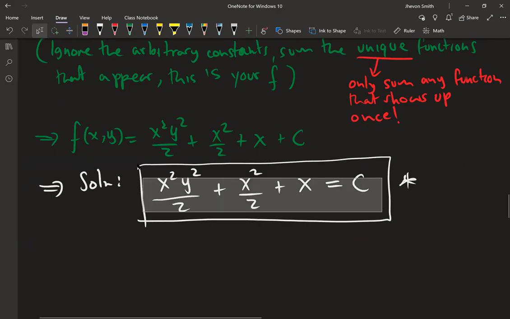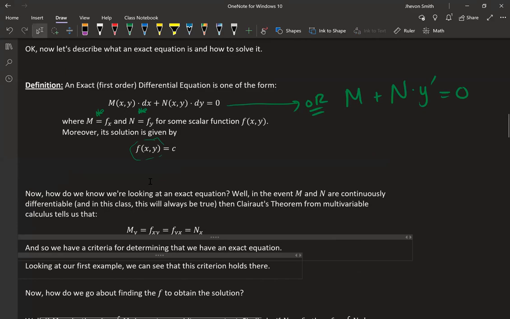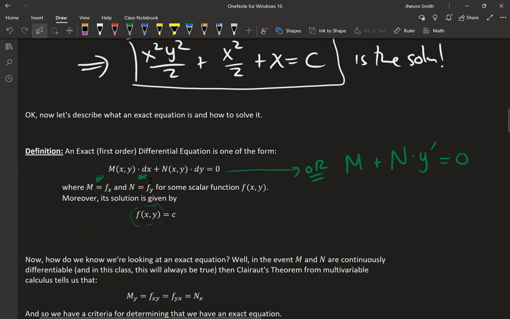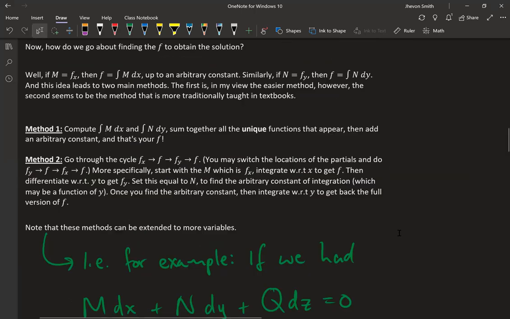Now, if you look at this, and you looked at the level curve that we asked you to consider from earlier, you'll notice that it's the same thing, right? And that's where this guy came from.